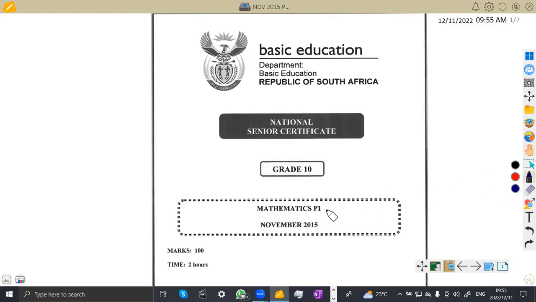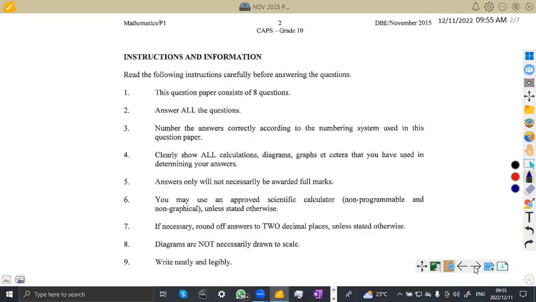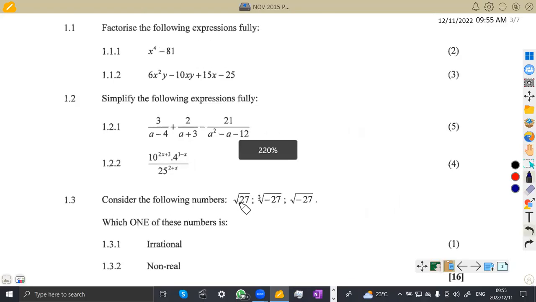We are going to focus on the question paper which was written November 2015, paper 1. That was actually 100 marks in 2 hours. So let us quickly rush through the questions so that we see what we were given here.